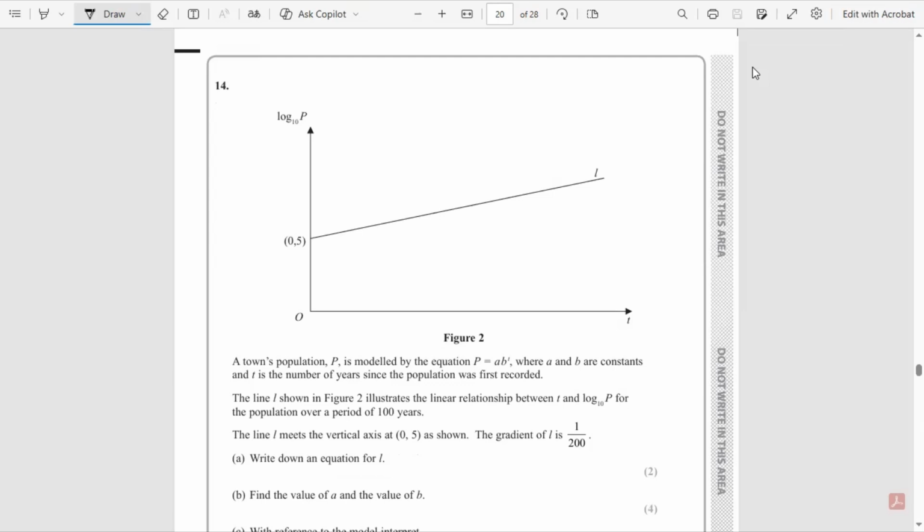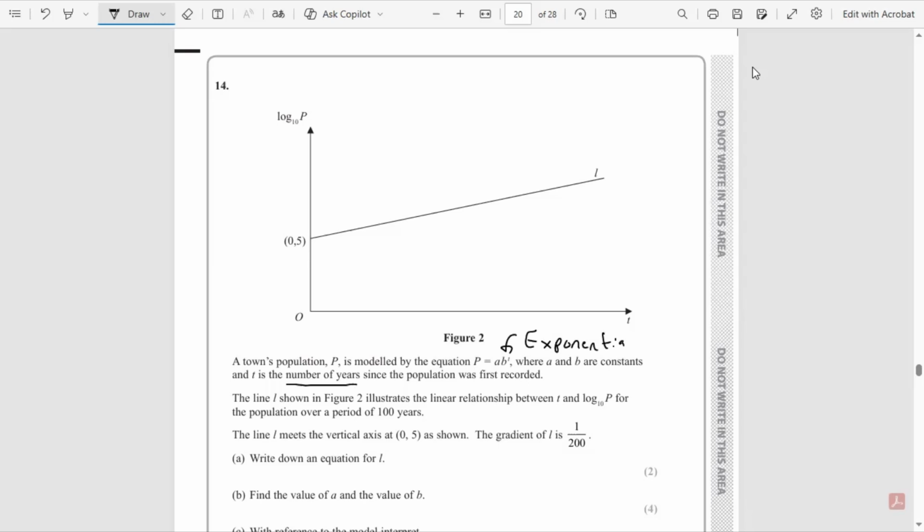So we have here a town's population P, and this population is modeled by the equation P equals AB to the power of t. A and B are constants. t is the number of years. I'm going to underline that because units with these questions are sometimes important. The number of years since the population was first recorded. So this is an exponential model because the variable t is in the power. So just be aware of that.